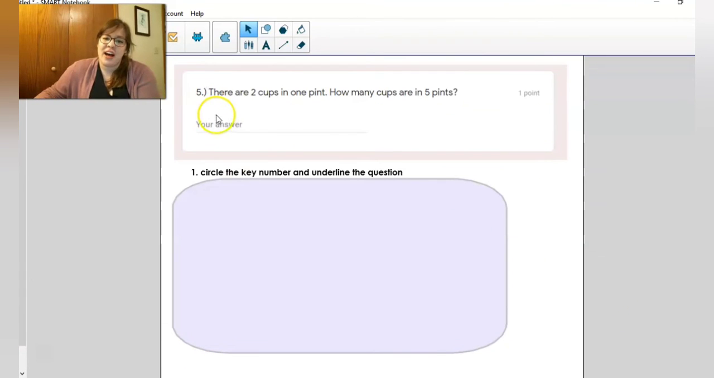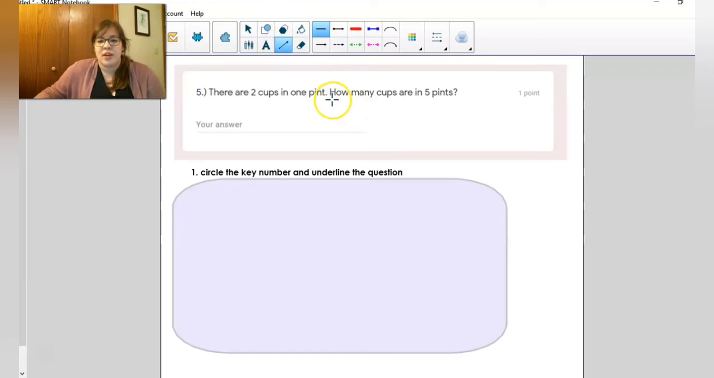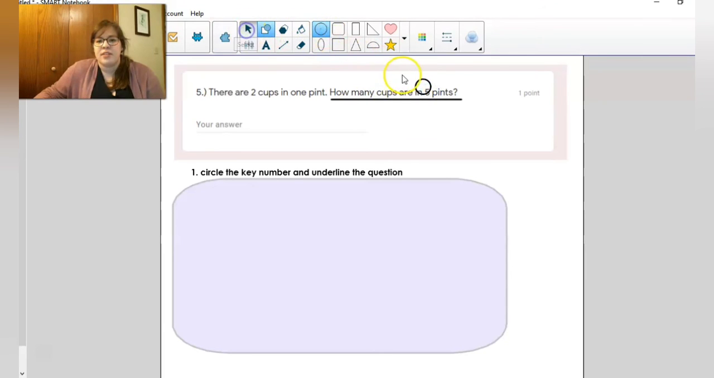Alright, so now for number 5, it says there are 2 cups in 1 pint. How many cups are in 5 pints? I'm going to underline the question, how many cups are in 5 pints? And I am going to circle my key number. I'm going to circle 5, and I'll circle 2.